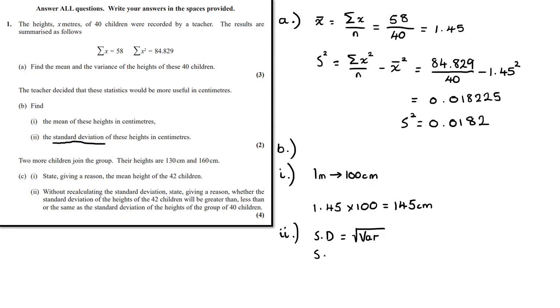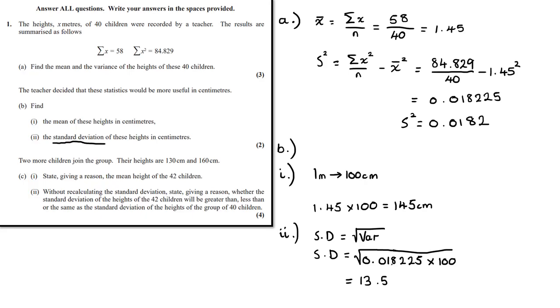So the standard deviation here in centimetres is going to be the square root of the variance, but remember we want this in centimetres now, so again we just need to times this result here by 100. Make sure you use the unrounded figure, because we're going to take the square root here. So we're going to do 0.018225, and then we times that by 100. Okay, again, like always, put this into your calculator, and what you should get here for the standard deviation is 13.5. Okay, so that's the standard deviation of the heights in centimetres.